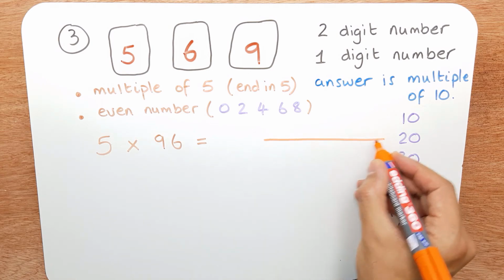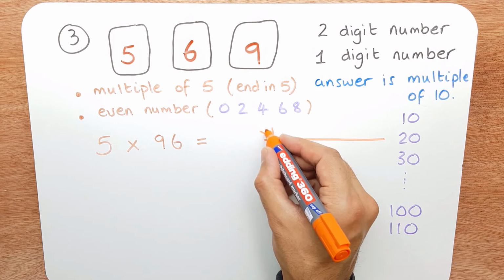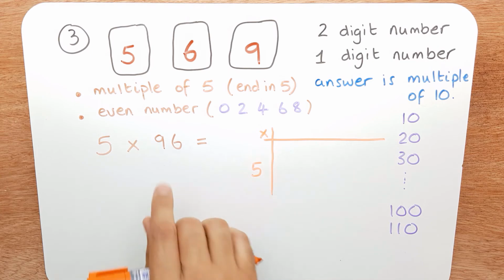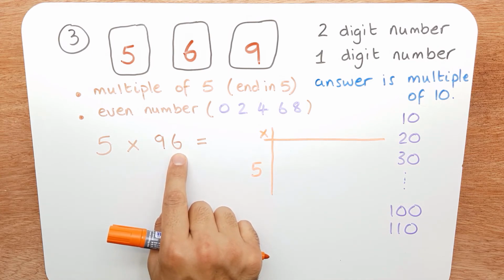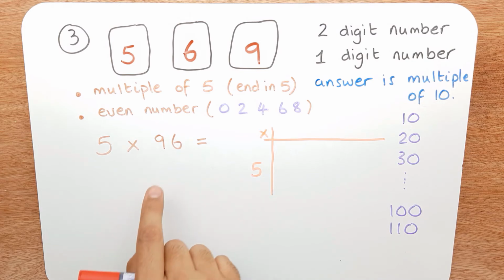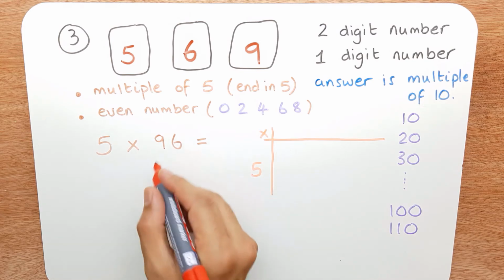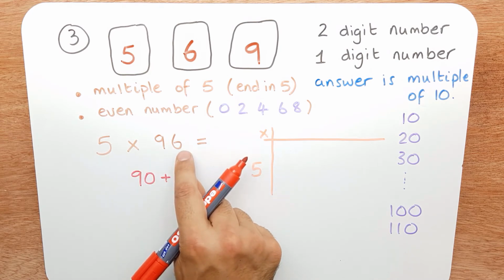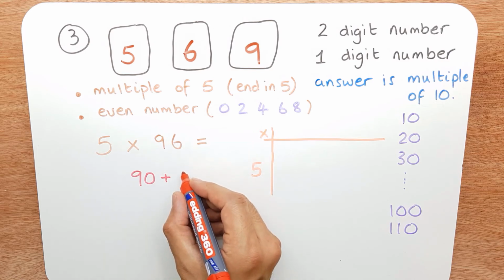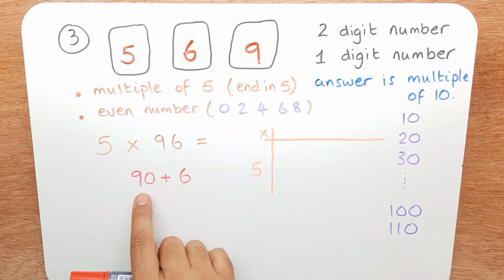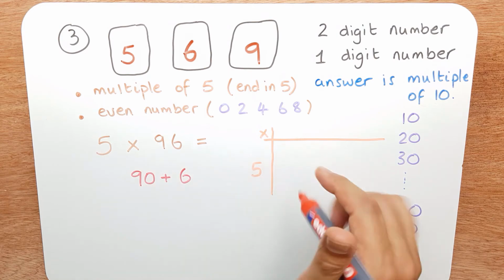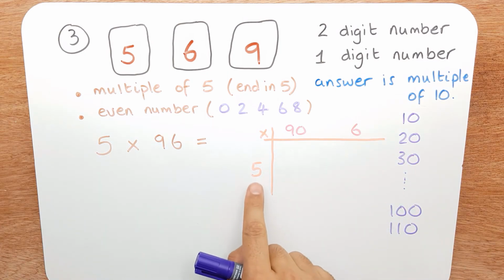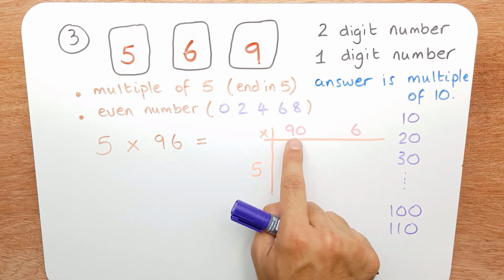So let me draw a grid. I'm going to put the 5 on the side. And I'm going to split 96 up. So when I split 96 up, I know I've got 9 in the tens column, which is 90, plus 6 in the ones column, or the units column, and that's 6. So what I'll do is, I'll put this up here, 90 and 6.